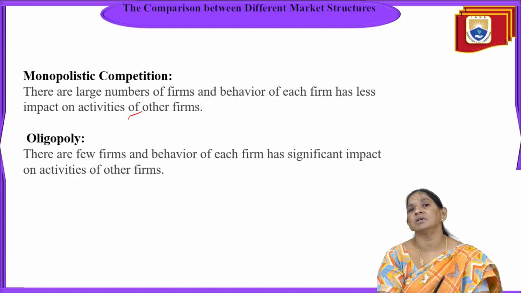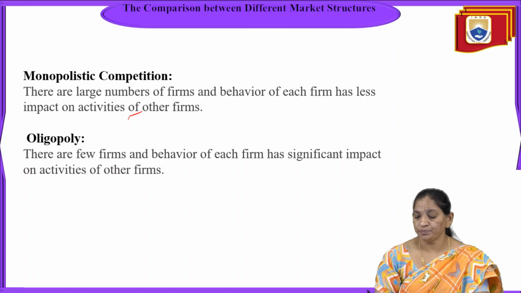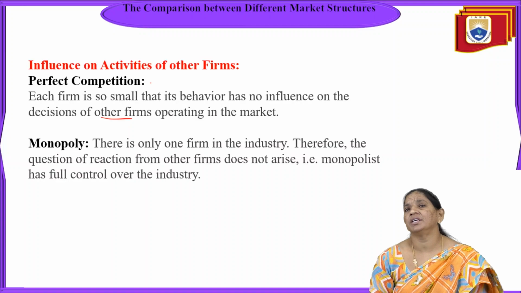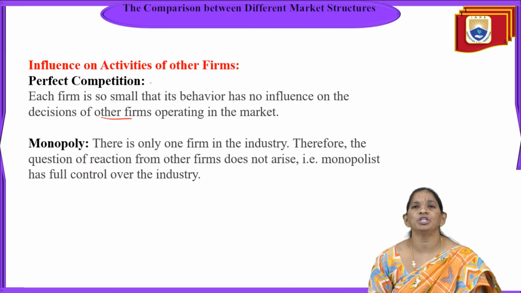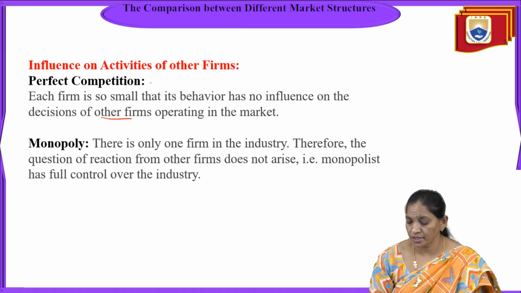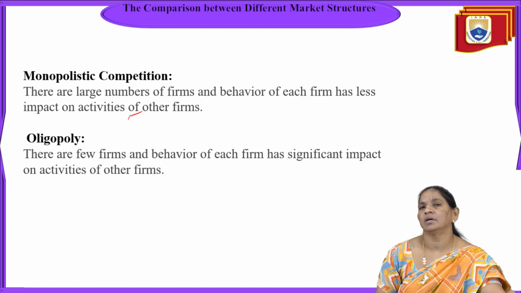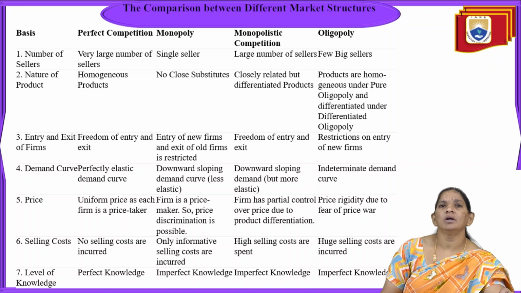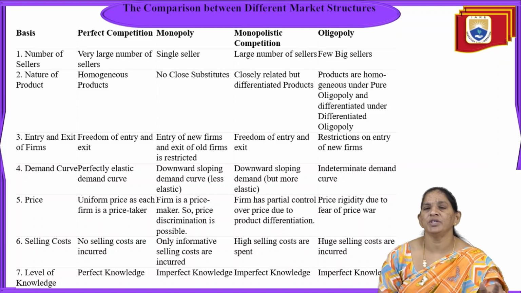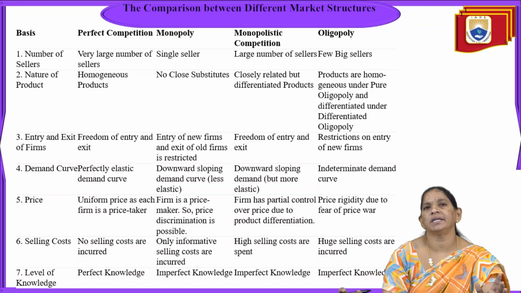But when you come under monopoly, there will not be any impact. Perfect competition also doesn't have any impact, meaning influence upon the other firms. And now we will come to the overall comparison, where we have these 4 categories.